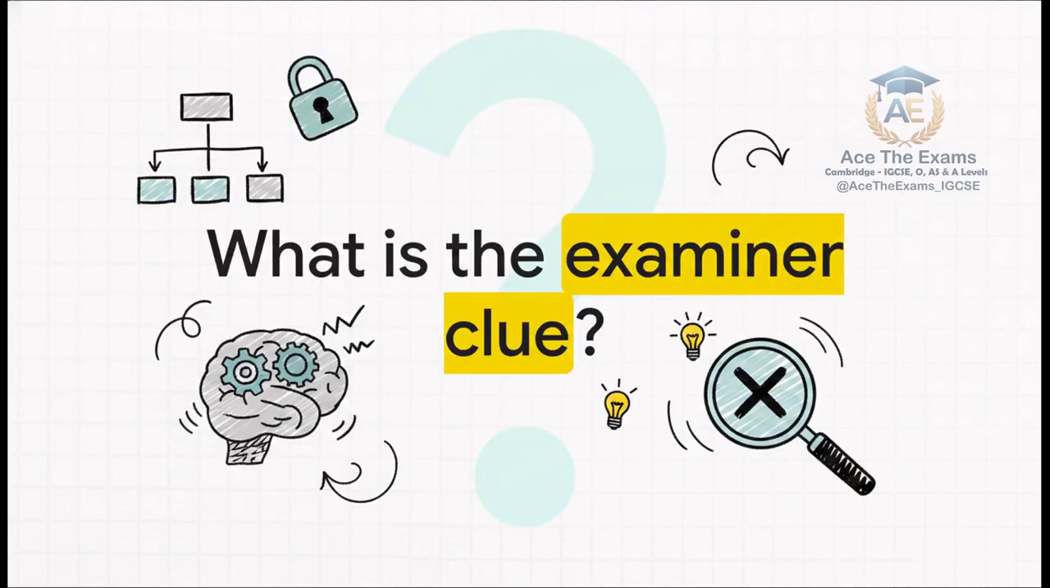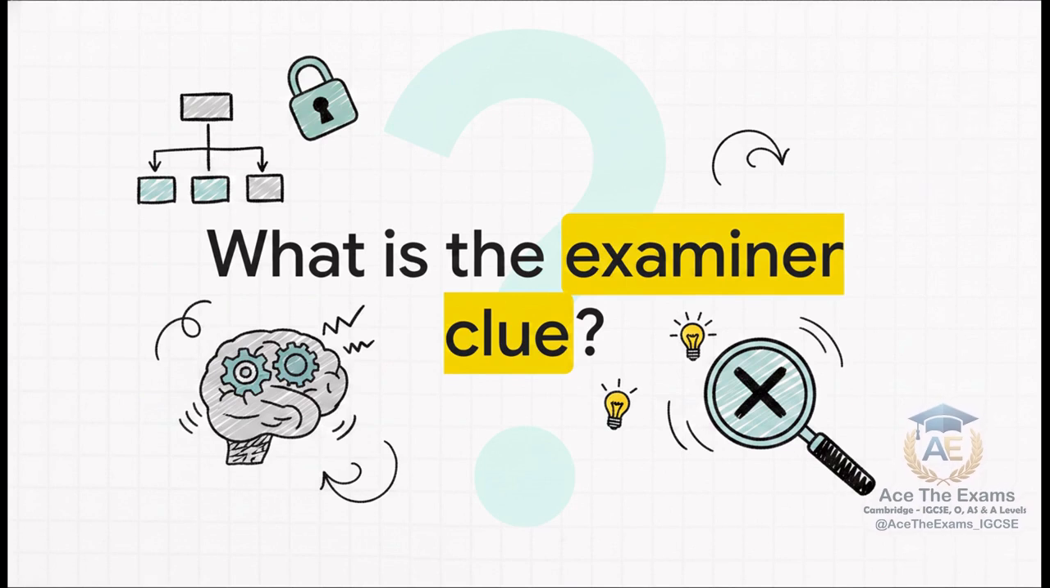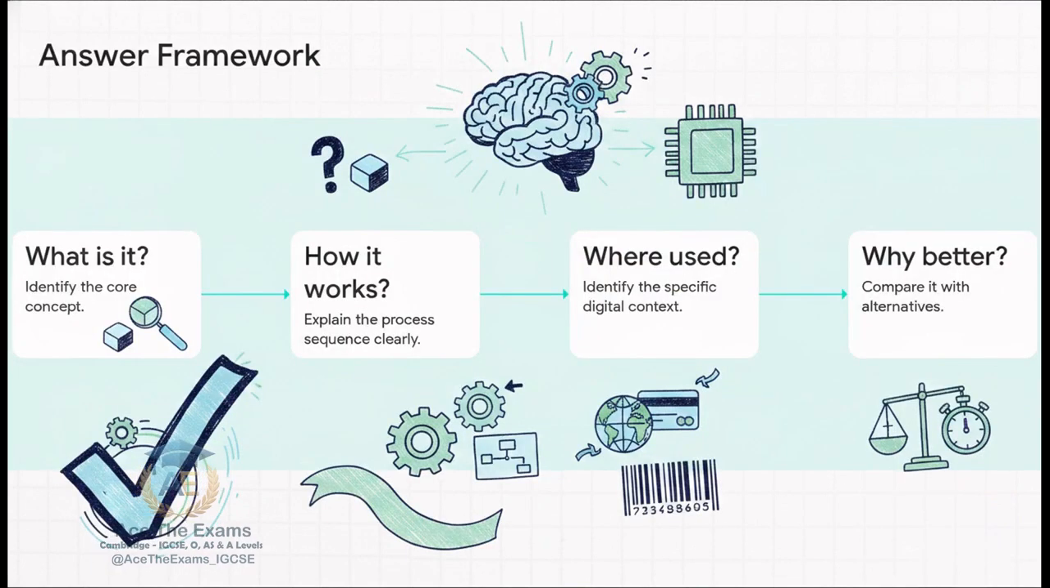Now, in just a moment, I am going to show you the exact examiner clue that changes your exam answer completely. It's a total game changer. But to even spot that clue, you first need the framework that makes it incredibly obvious. Without a rock-solid, structured way to recall this stuff, it's way too easy to just freeze up when the exam pressure hits. Enter the 4-prompt answer framework. This is your ultra-reliable memory structure that practically guarantees you hit every single mark scheme requirement.